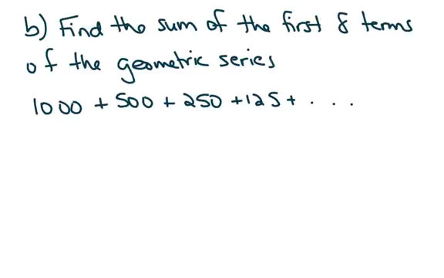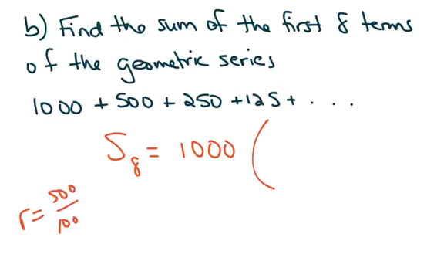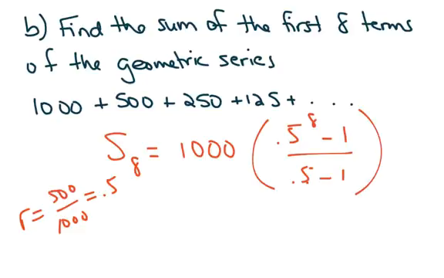In B, find the sum of the first 8 terms of the geometric series 1000 plus 500 plus 250 plus 125 plus dot dot dot. So the sum of the first 8 terms is going to be the first term times the common ratio, which is clearly 1/2 or 0.5 to the nth power minus 1 over r minus 1.